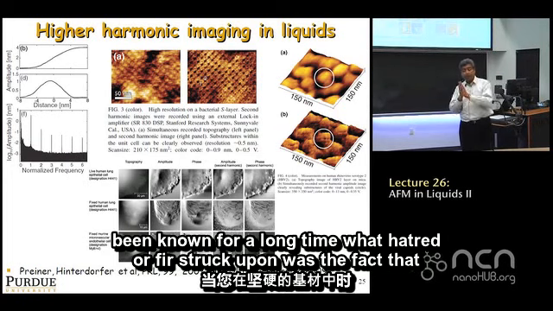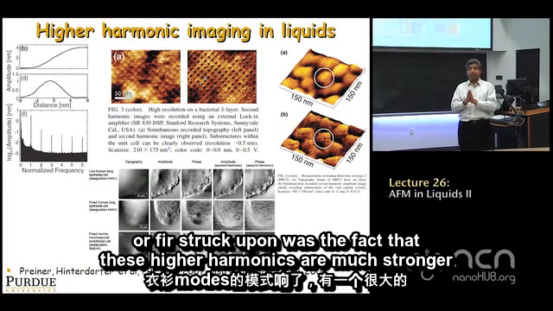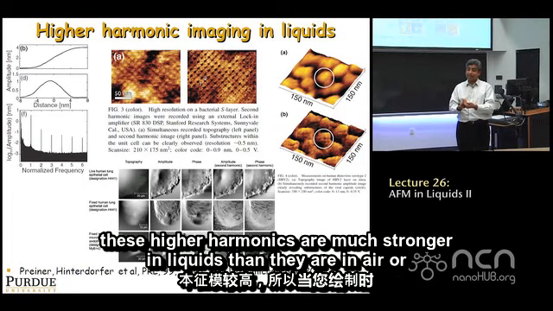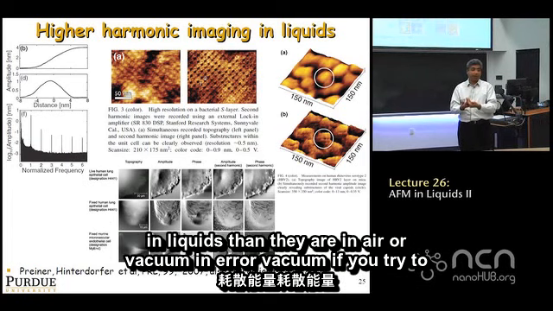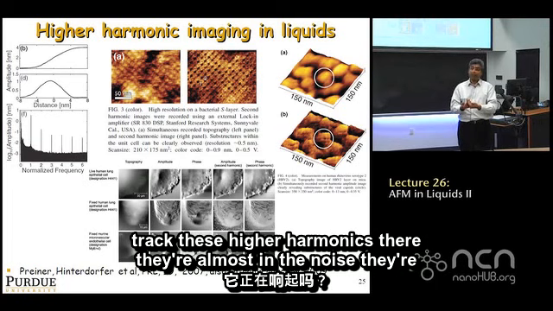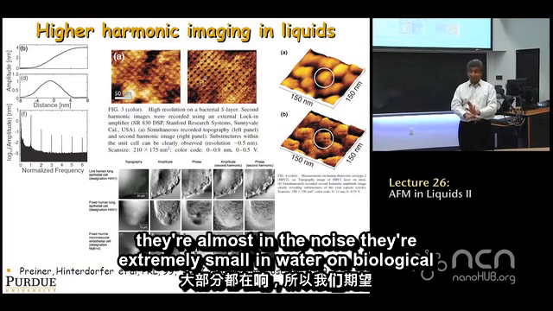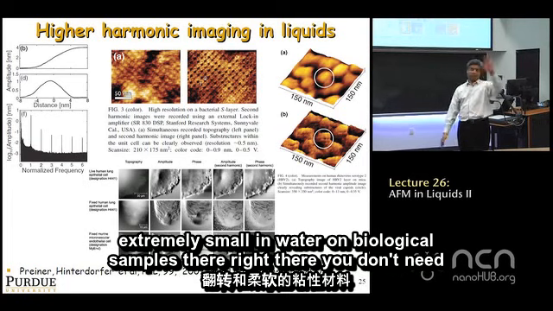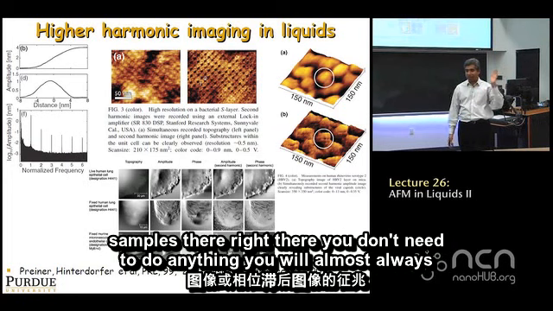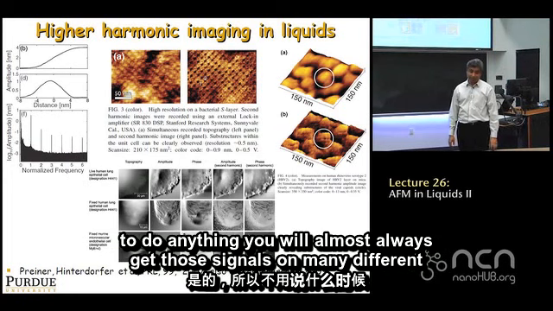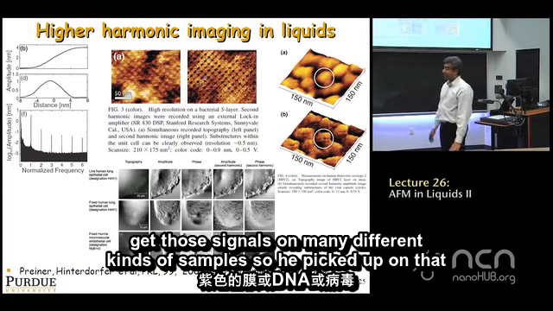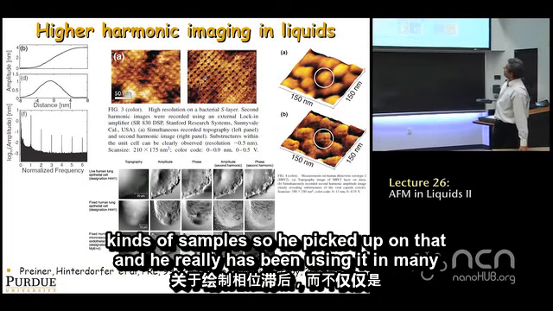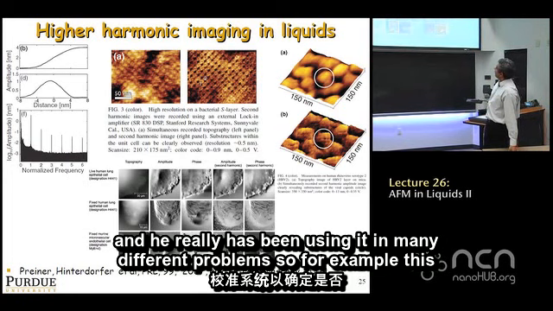What Hinterdorfer struck upon was the fact that these higher harmonics are much stronger in liquids than they are in air or vacuum. In air or vacuum, if you try to track these higher harmonics, they're almost in the noise. They're extremely small. In water, on biological samples, they are right there. You don't need to do anything. You will almost always get those signals on many different kinds of samples. So he picked up on that, and he really has been using it in many different problems.